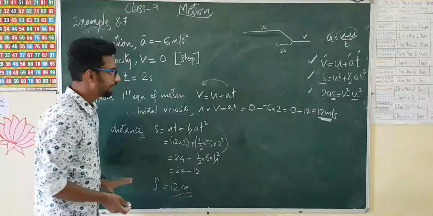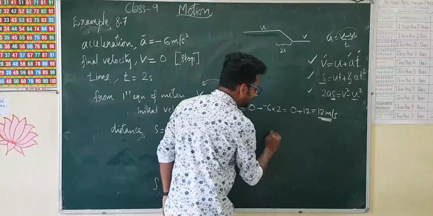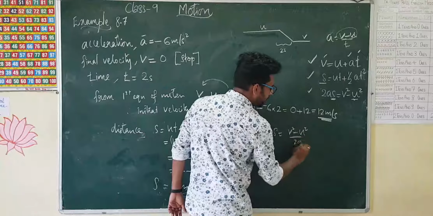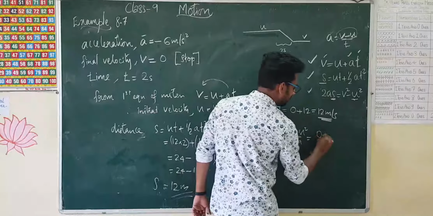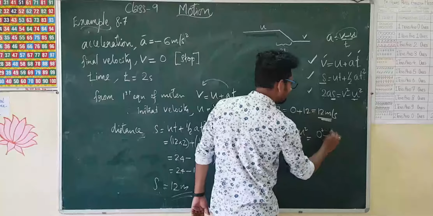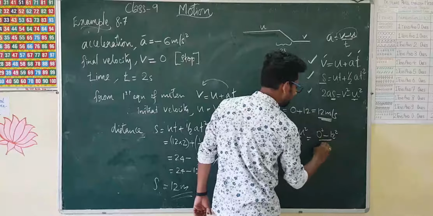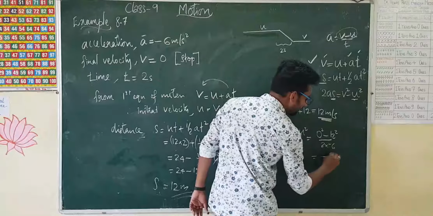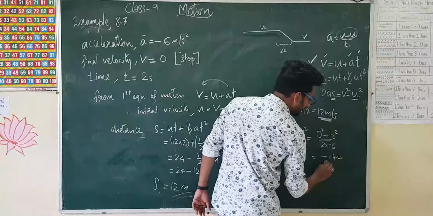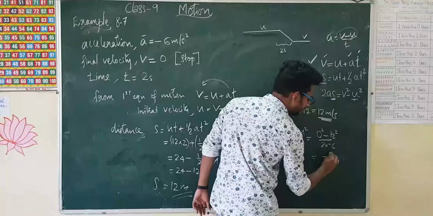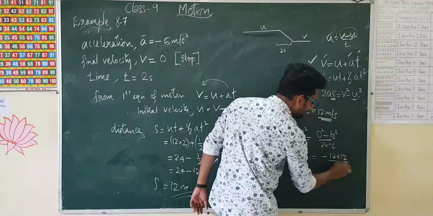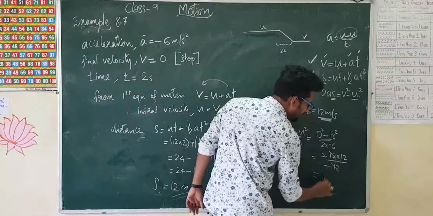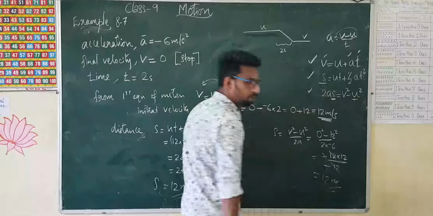This is one method. Otherwise, you can use this equation, that is s equal to v square minus u square divided by 2a. If you have doubt, you can substitute 0 square minus u square, that is 12 square, divided by 2 into minus 6. 12 square is 144. Otherwise, we can write 12 into 12 divided by minus 12 into minus, so we can cut, and we get 12 meter. This one is also possible.